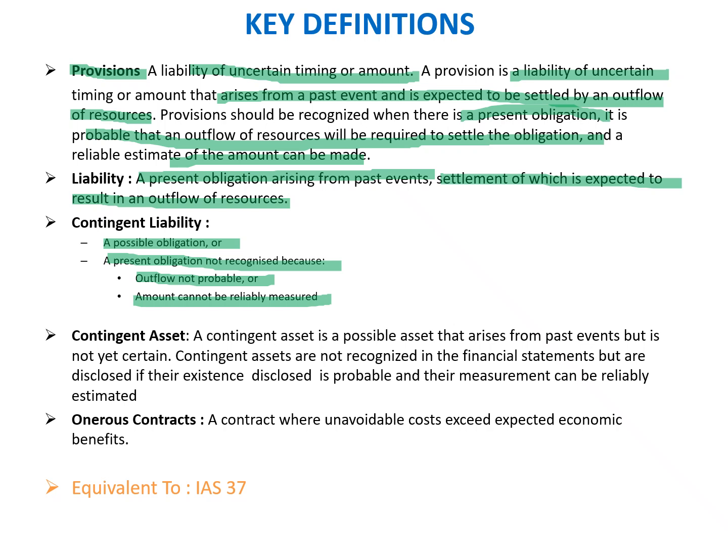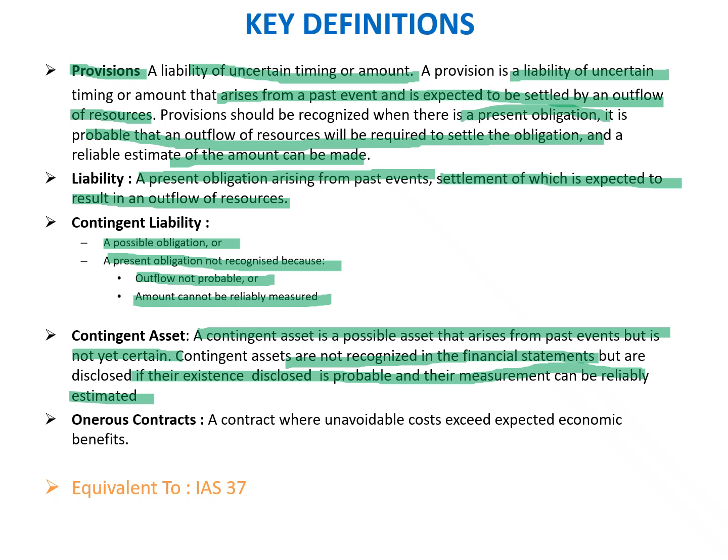Similarly, contingent asset is a possible asset that arises from a past event but is not yet certain. Contingent assets are not recognized in the financial statement, but are disclosed if their existence is probable and their measurement can be reliably estimated. So, in the ideal scenario, it has to be disclosed only. There is no concept of booking that particular asset.